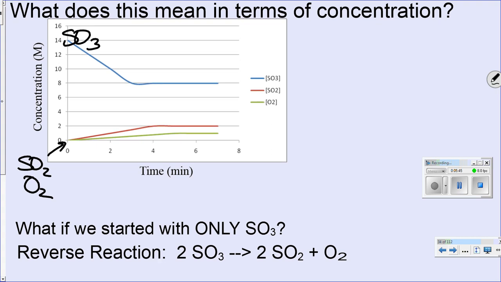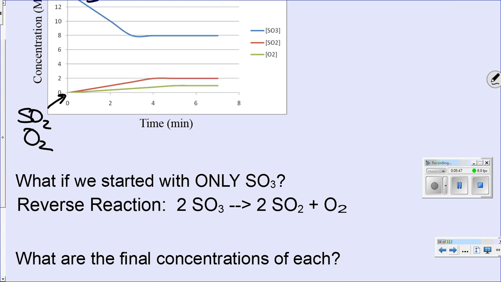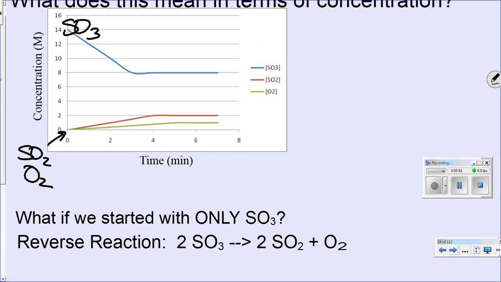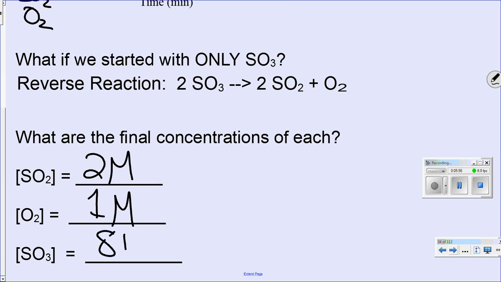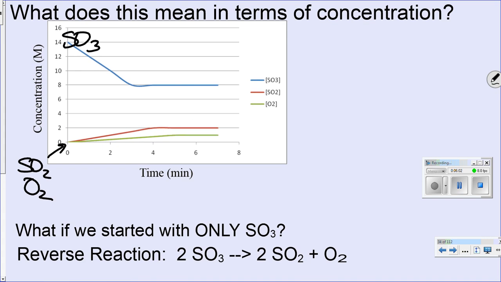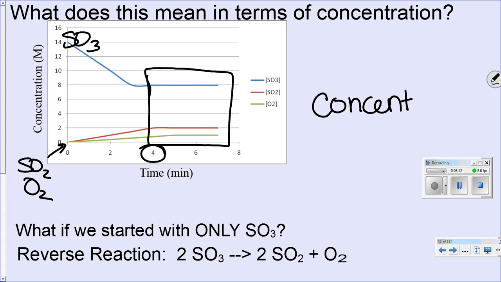So what we're going to notice about our concentrations is that our SO2 ends up at 2 molar, our O2 ends up at 1 molar, and our SO3 ends up at 8 molar. And those concentrations do remain constant. So a typical thing that you're often asked is, at what time did this reaction get to equilibrium? And the answer is 4 minutes. We know that because that is where our concentrations become constant.